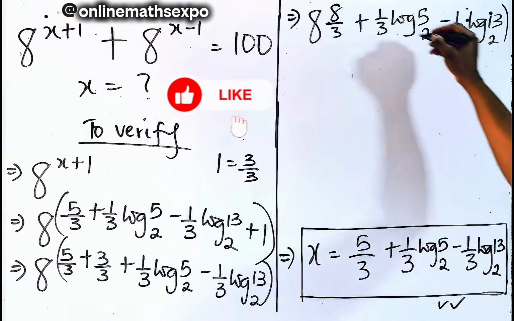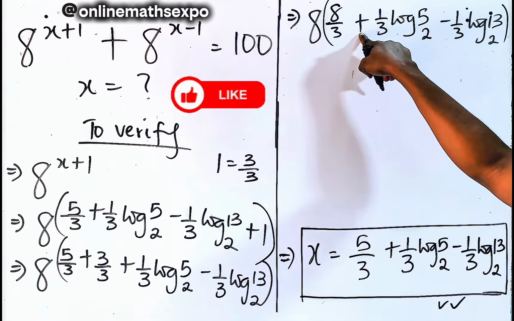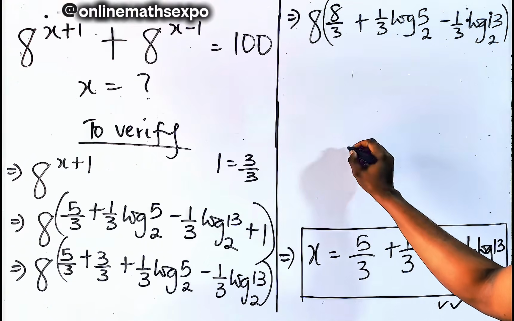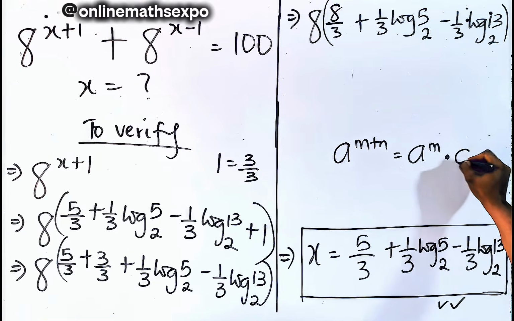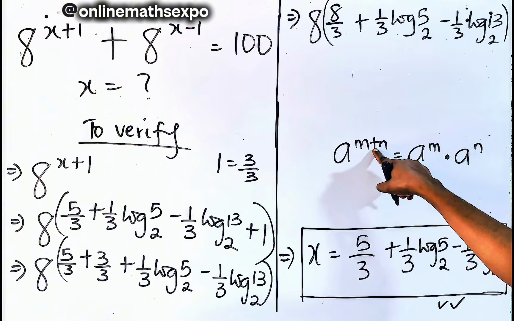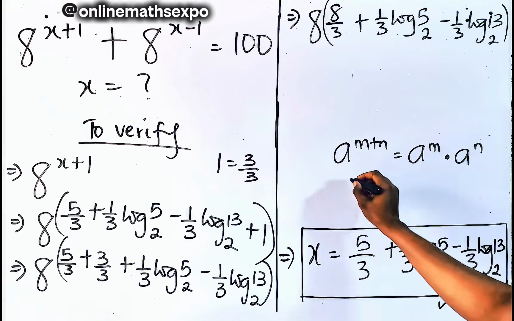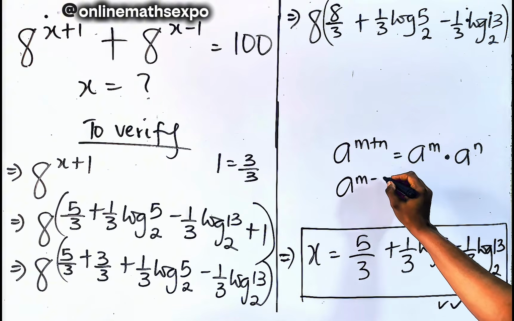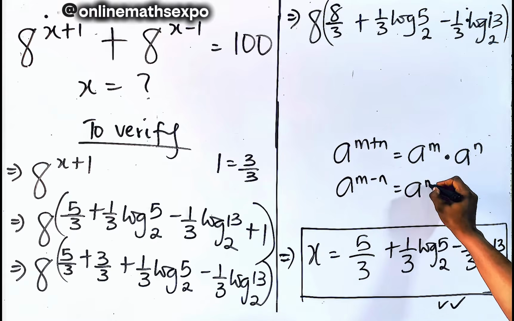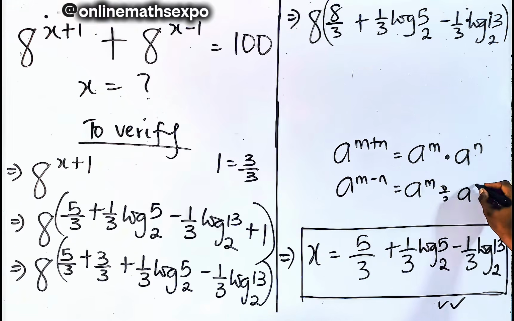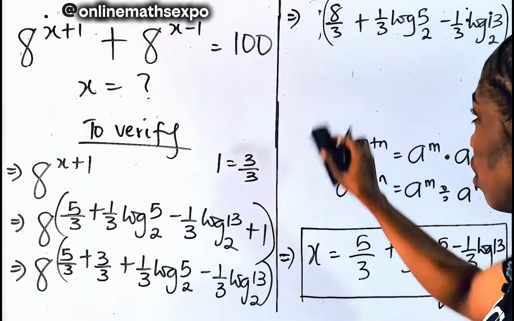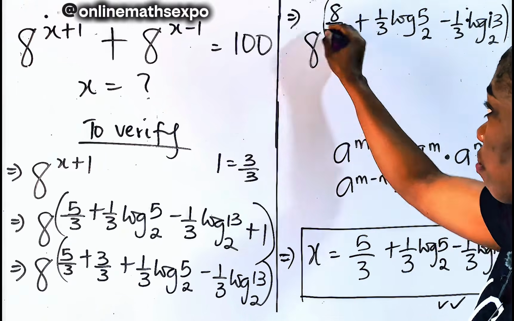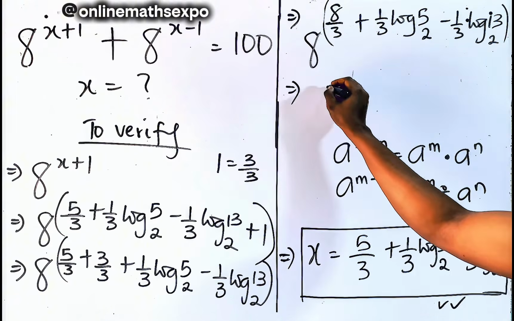Now what do we do? Remember that we said when you have a to the power of m plus n, it is a to the power of m multiplied by a to the power of n. Addition at the power turns to multiplication. And when we have a to the power of m minus n, it is a to the power of m divided by a to the power of n. Subtraction turns to division. So we are going to apply it here, knowing fully well that this is the base. The base is 8. So applying it here, we are going to have 8.